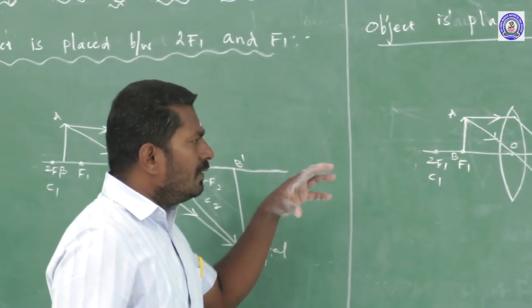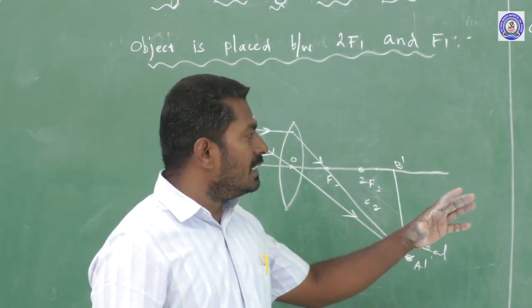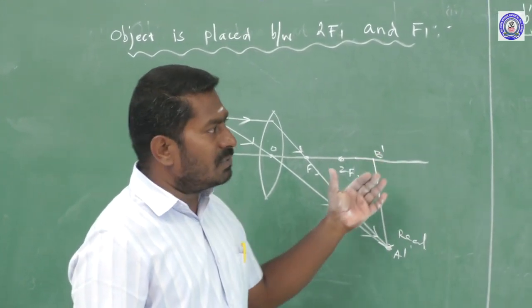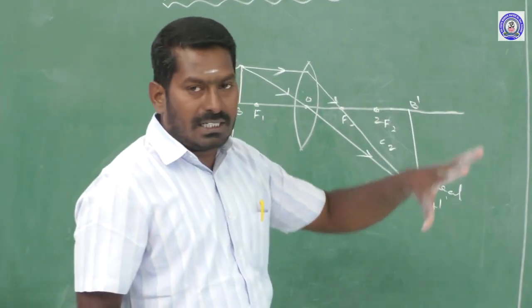So these are the various cases when the object is placed at different positions in front of the convex lens. The image is formed on the other side of the lens, or on the same side of the lens, depending upon the different position of the object in front of the convex lens.